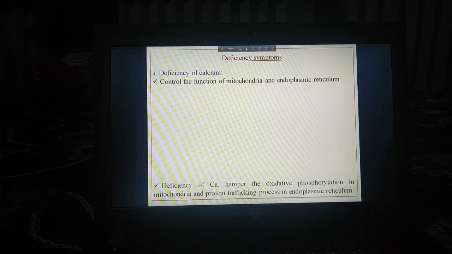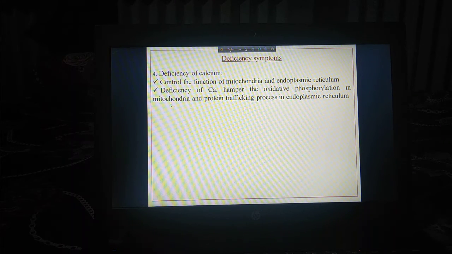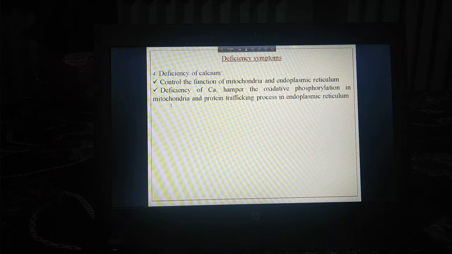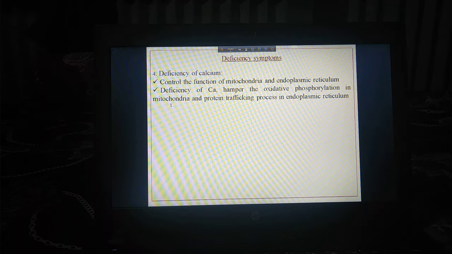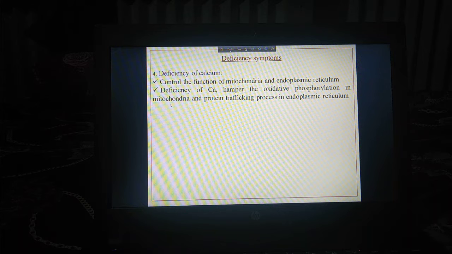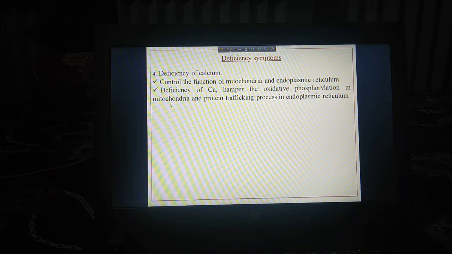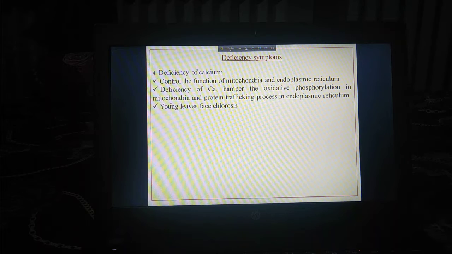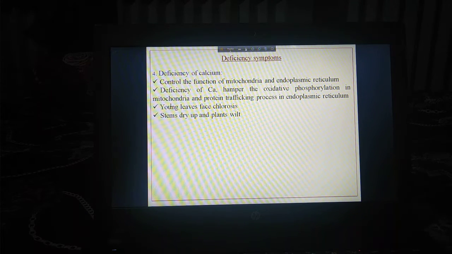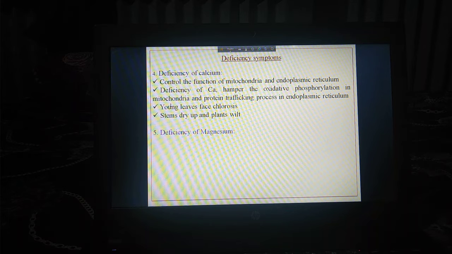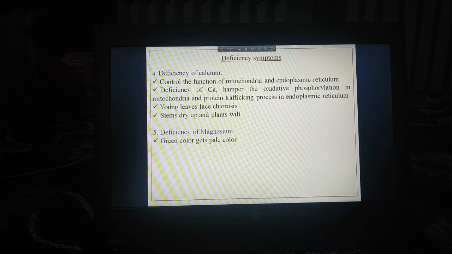Now deficiency symptoms, deficiency of calcium, control the function of mitochondria and endoplasmic reticulum. Mitochondria এবং endoplasmic reticulum এর ফাংশন গুলো কন্ট্রোল করে ক্যালসিয়াম। So if there is any shortage of calcium, it will hamper the oxidative phosphorylation in mitochondria. You know that oxidative phosphorylation is a very important process in mitochondria, and protein trafficking process is an important process in endoplasmic reticulum. So if there is any deficiency of calcium, then it will hamper the structure of mitochondria and endoplasmic reticulum. Now young leaves face chlorosis, stem dry up and plants wilt. Deficiency of magnesium, green color gets pale color.